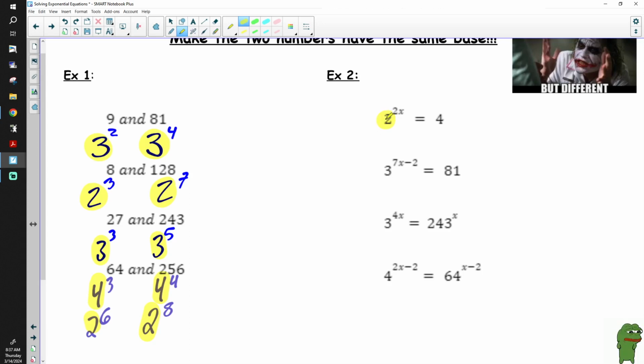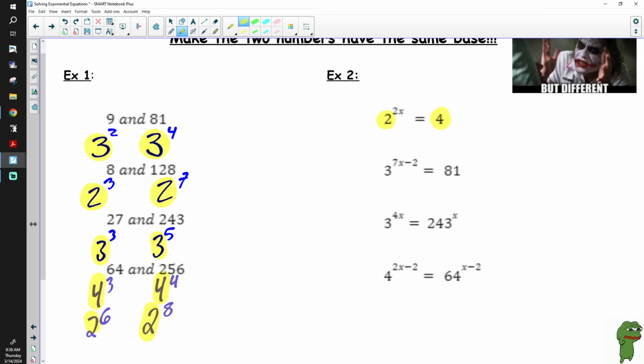On the right side, what is the base? There's only one thing: 4. So you are going to look at your base on each side, and the goal is to get them to be the same. On the left side, we have 2 to the power of 2x, and on the right side, we have a 4. What do we want to rewrite that 4 as? 2 to the 2nd power.